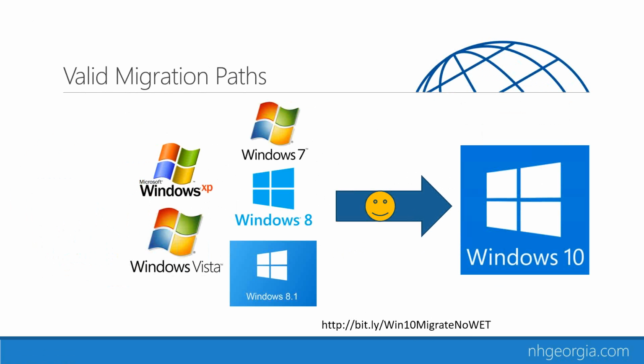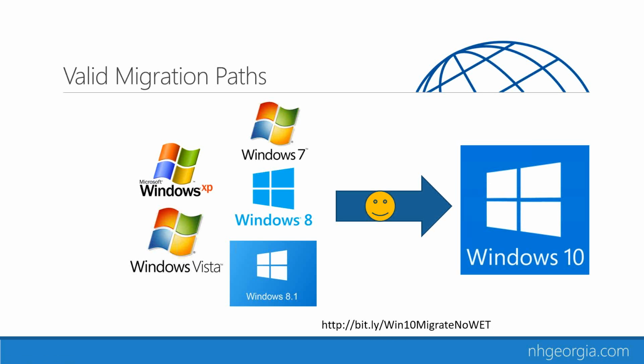If you go with a migration, you have to basically do a clean install of Windows 10. And the only thing that you are moving from the old machine to the new Windows 10 machine, again, whether it's new hardware or existing hardware, is user data and user settings. You will have to reinstall your applications. And I think I go into this a little bit further later on down the line. Note the little bit.ly at the bottom of this screen, Win 10 migrate, no wet.